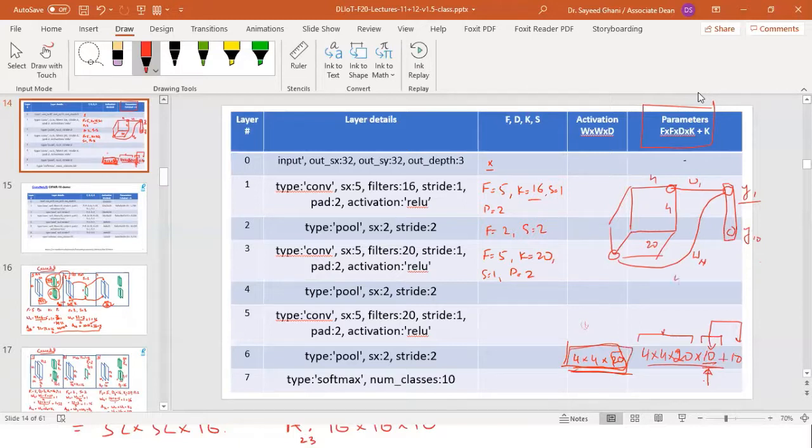How many? 4 by 4 by 20, right? So that's the number of weights per output. The total number of outputs is 10. So how many weights are there going to be for all of these? It's going to be 4 by 4 by 20 times 10. So the last number is the number of outputs.